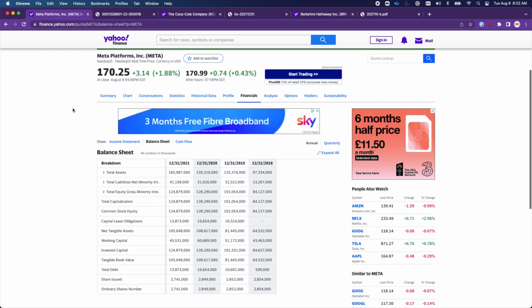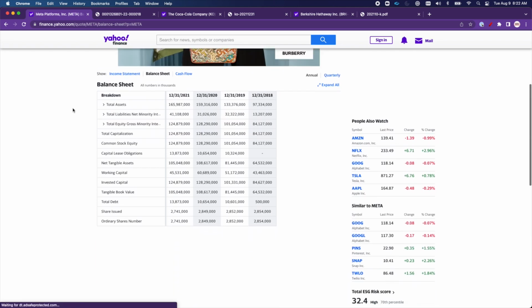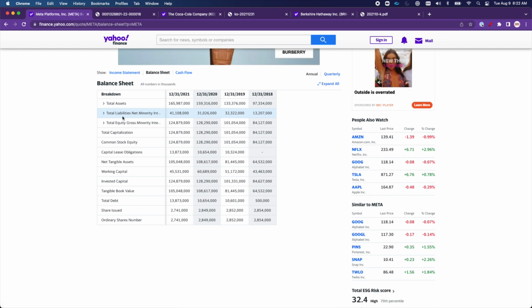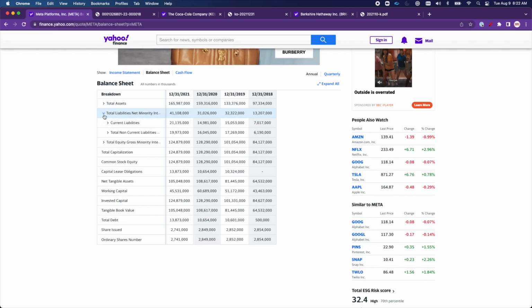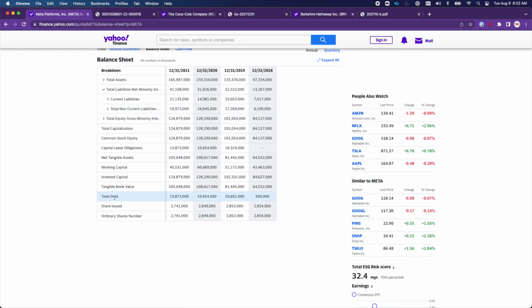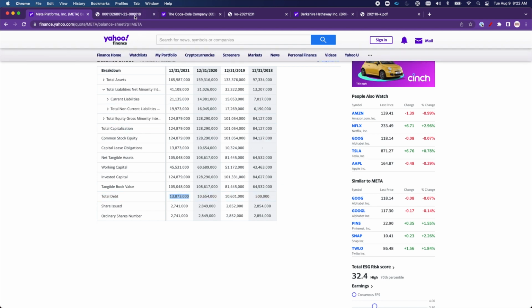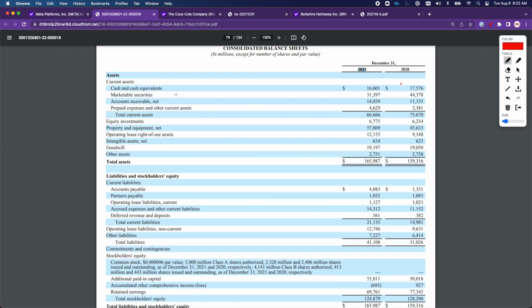So here we have Yahoo Finance, and if we go to balance sheet for Meta, then here we have all the figures extracted from the real balance sheet. So if we go to the total liabilities, we can see here that they break them down current and total non-current liabilities. And there's also a separate line item here for the debt. So total debt, $13.873 billion.